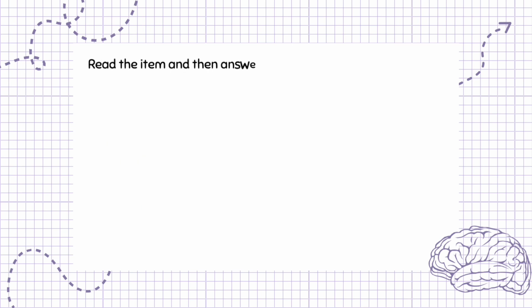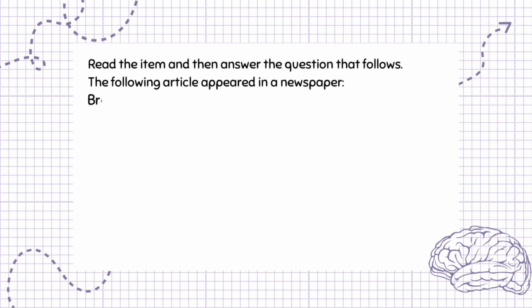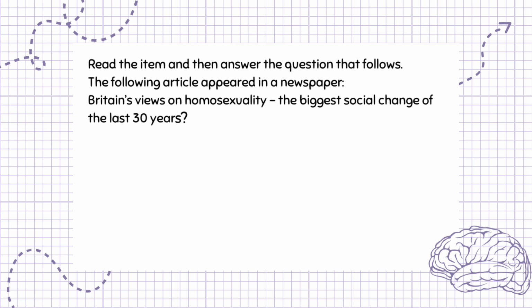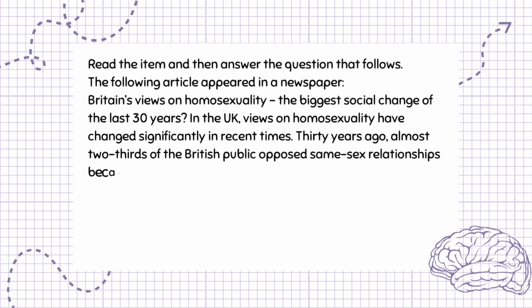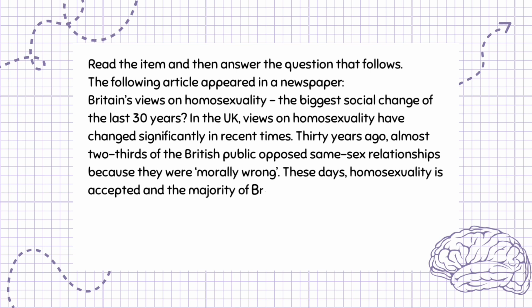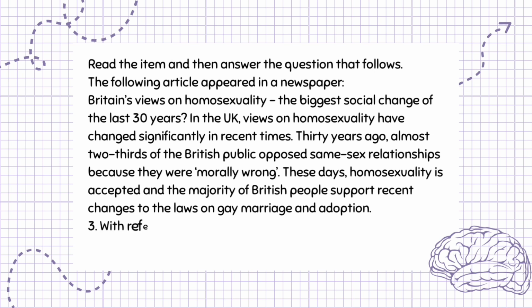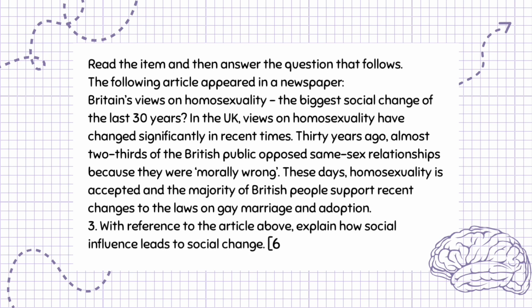Read the item and then answer the question that follows. The following article appeared in a newspaper. Britain's views on homosexuality, the biggest social change of the last 30 years. In the UK, views on homosexuality have changed significantly in recent times. 30 years ago, almost 2/3 of the British public opposed same-sex relationships because they were morally wrong. These days, homosexuality is accepted and the majority of British people support recent changes to the laws on gay marriage and adoption. Question 3. With reference to the article above, explain how social influence leads to social change. 6 marks.